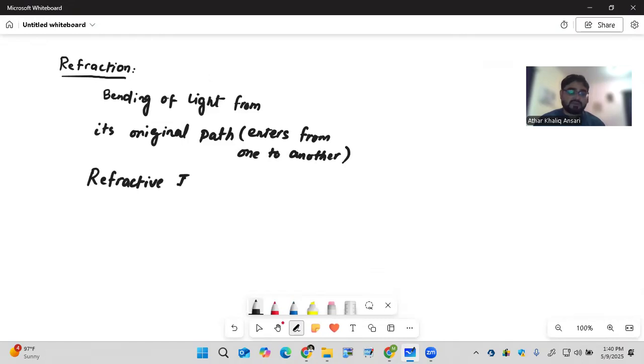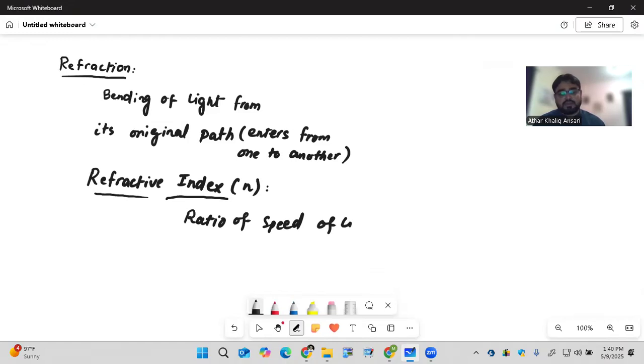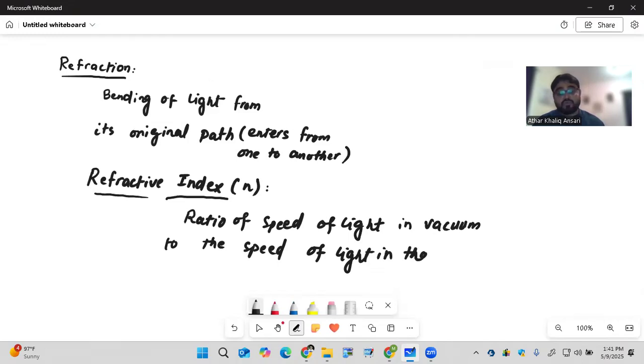What is refractive index? Refractive index is denoted by the letter small n in physics, and it is the ratio of the speed of light in vacuum to the speed of light in that medium, for which we are finding the refractive index.